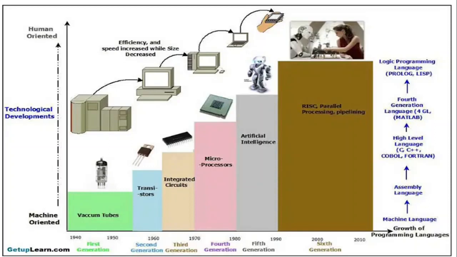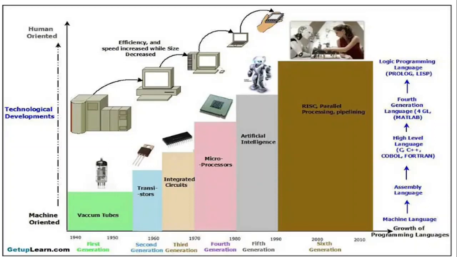Then it moved up to the next generation, where the size of the computer was reduced. At this point in time, you can have it on your desk, so we call it a desktop, where it uses transistors.